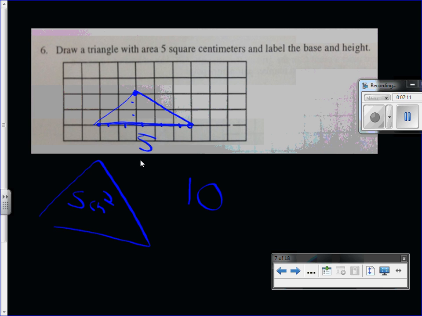So when I check it, here's my height, which is 2. Here's my base, which is 5. 5 times 2 is 10. But then I have to divide it by 2 because it's a triangle, which means I get 5 square centimeters. Does that make sense how we did that, kids? You have to make sure you multiply first to get the big number, then divide it by 2 to get that triangle. Here's another one.